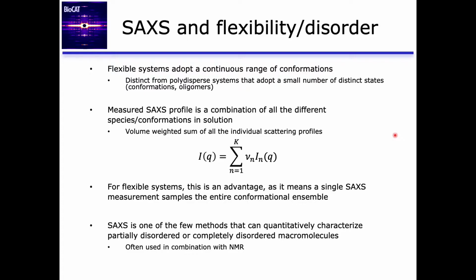So it turns out that the measured scattering profile is a combination of all the different species and conformations in solution. In particular, it's this volume-weighted sum of all the individual scattering profiles. This can sometimes be painful for SAXS because you can measure a system with some aggregate in it and you get a scattering profile that comes from both the aggregate and the sample of interest, but for flexible systems it's an advantage. So it means the single SAXS measurement samples the entire conformational ensemble. And in particular, this makes SAXS one of the few methods that can quantitatively characterize partially disordered or completely disordered macromolecules. And this is often used in combination with NMR for this purpose.